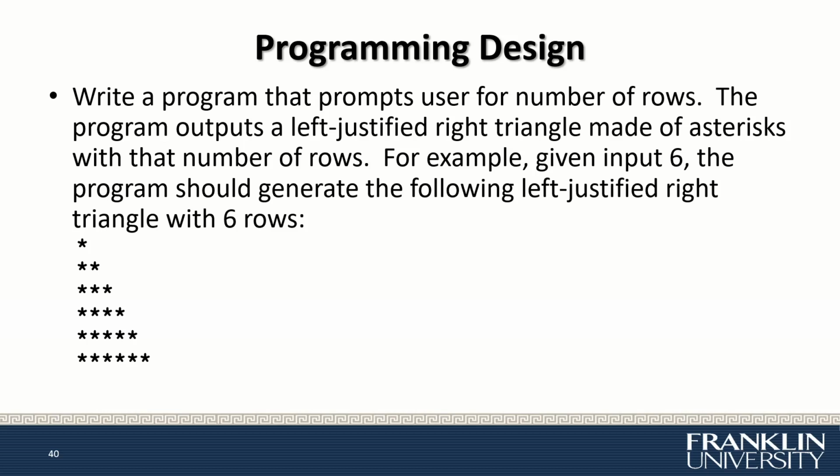Write a program that prompts the user for a number of rows. The program outputs a left justified right triangle made of asterisks with that number of rows. For example, given input 6, the program should generate the following left justified right triangle with 6 rows. So I want you to draw a right triangle that looks like this. How would you approach this problem?